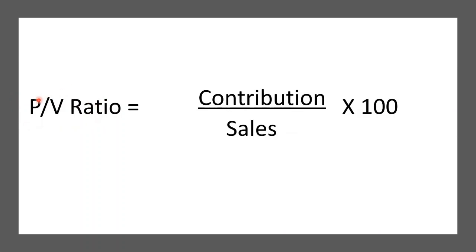If you just keep in mind contribution to sales ratio as the synonym, as the other word of profit volume ratio, this equation will naturally come to your mind. Only because we call it profit volume ratio, we think it is something different. It is basically contribution to sales ratio. Contribution divided by sales into 100.